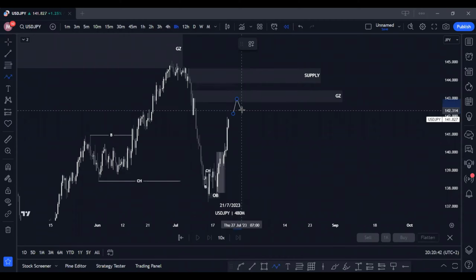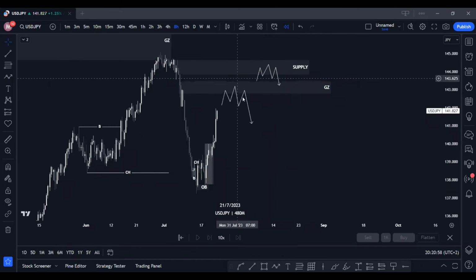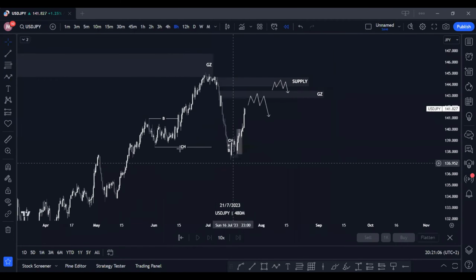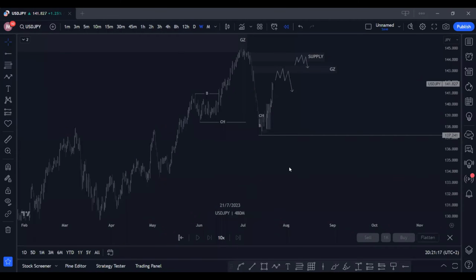You look for your confirmation entries, which is a change of character. And also when price taps us into your supply zone, you look for your confirmation entries. Mind you, only one zone here has to be respected and is going to push price to the downside, and this is where you're going to take your profits. You're going to take your first profits here, and your second profits on your weekly time frame, your higher time frame setup or analysis.